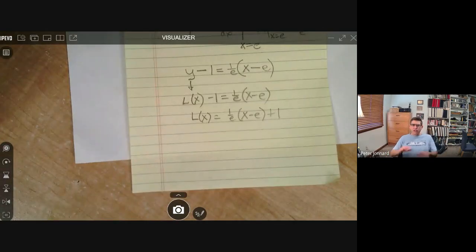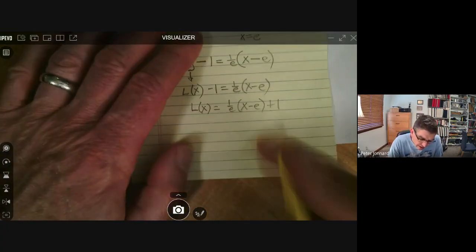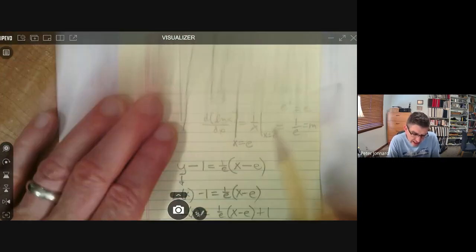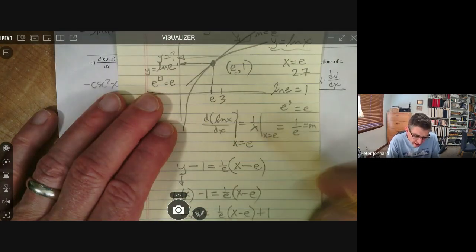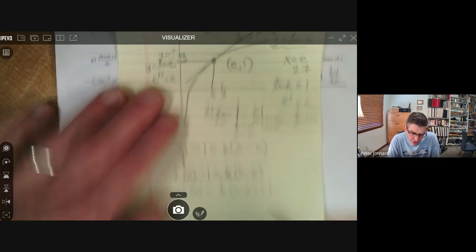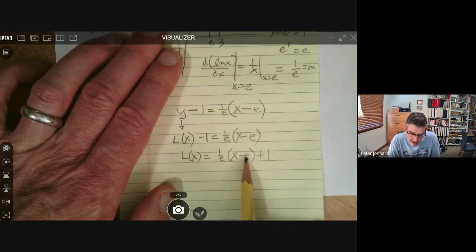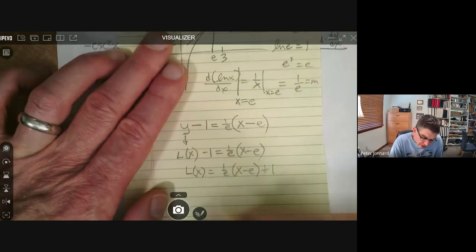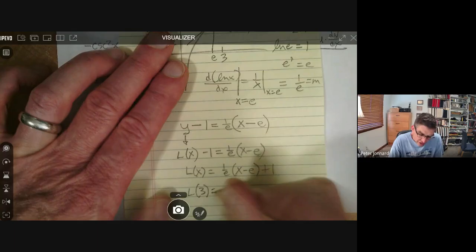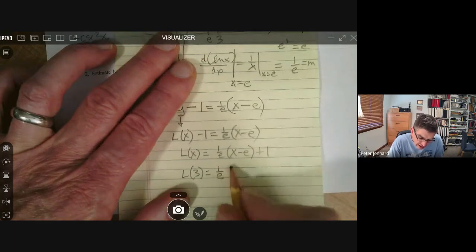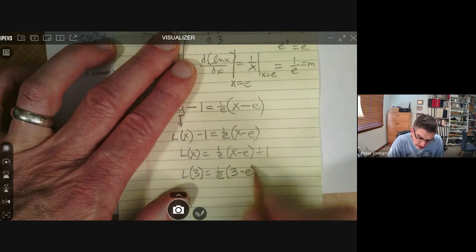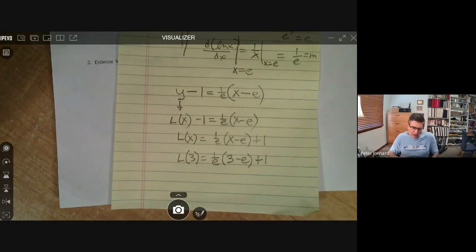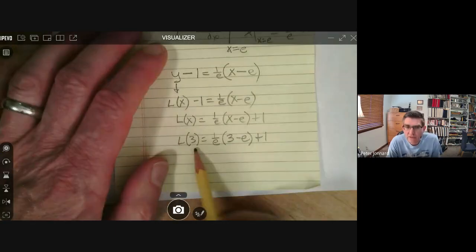I could go ahead and distribute and all of that, but basically all I want to do is evaluate this thing at e. If I evaluate this thing at e, I should get 1. So if you put an e in there, this is 0, and 0 plus 1 is indeed 1. But I wanted to know the value of this thing at 3. So I'm basically interested in L of 3. That would be 1 over e times 3 minus e, plus 1. And that would give me a pretty good estimate of the natural log of 3.